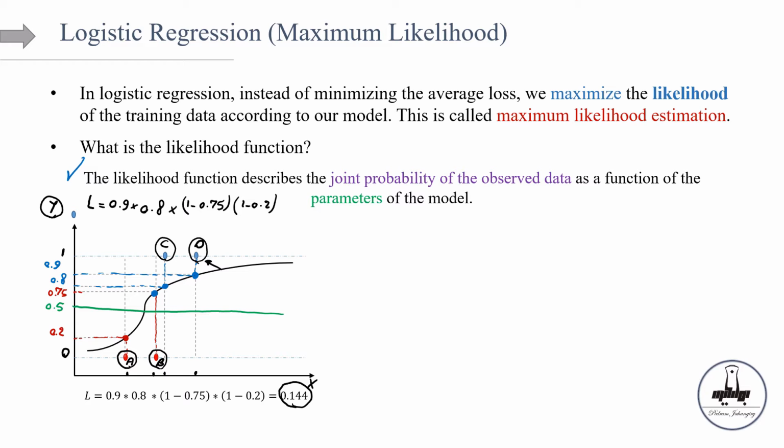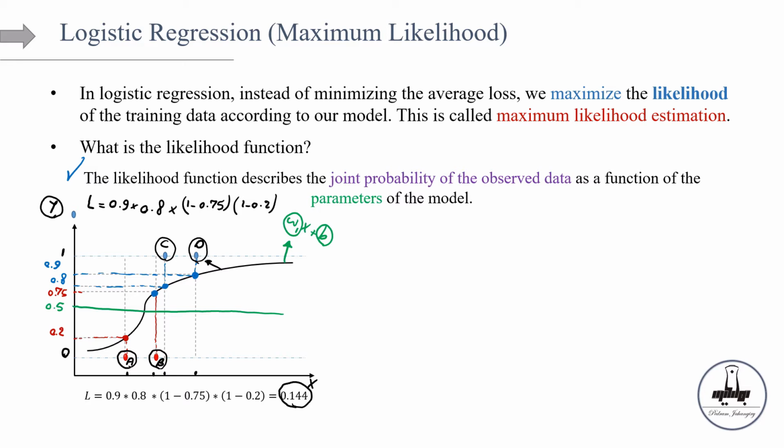So what do we mean based on the parameters of the model? Look at this S-curve. This S-curve has some parameters, right? This is logistic regression, and because we have only one feature, the parameters are W1 X plus B. So W1 and B are the parameters of the model. With some values of W and B, this is going to be the shape of the S-curve. Now, let me change the parameters of the model.